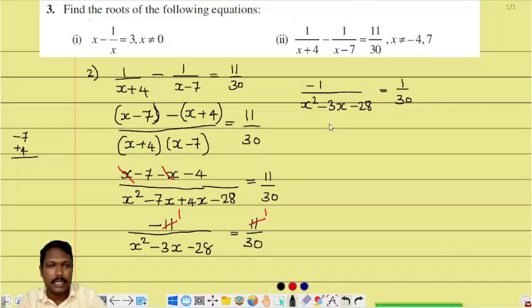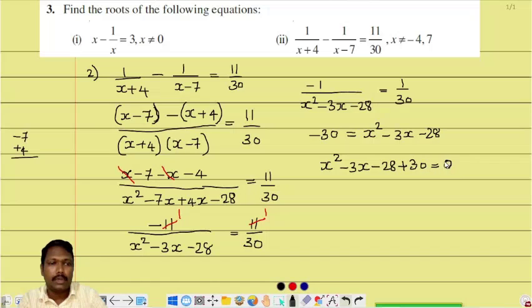Now you can cross this 30 here. So you will get minus 30 is equal to x squared minus 3x minus 28. Now we have to rearrange this in the quadratic form. So that is x squared minus 3x minus 28, and this minus 30 you have to bring this side, so it will be plus 30 equal to 0. So that is x squared minus 3x plus 2 equal to 0.